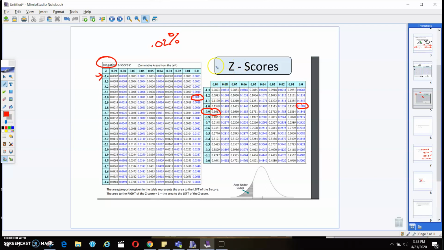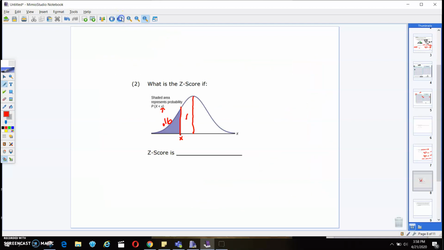So our z-score is going to be negative 0.99 roughly. Okay. Again, normally they would give you a better number that actually tells you what the shaded region is, like what percentage it is, so that you could find the z-score. But in this case, I'm telling you that it's going to be 0.16 here.